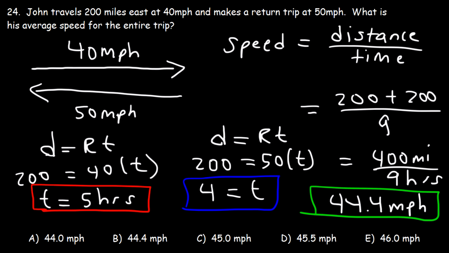Even though the distance is the same, notice that you're spending more time traveling at the slower speed than at the higher speed. So if you spend more time traveling at 40 miles per hour than at 50, the average is going to be closer to 40 than it is to 50. And that's what we see here. The average is 44.4. That's closer to 40 rather than 50. So B is the answer.